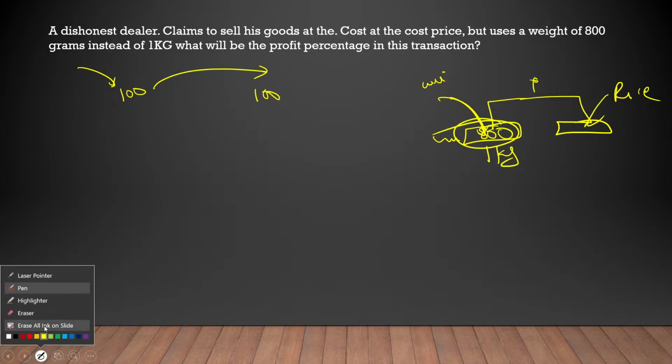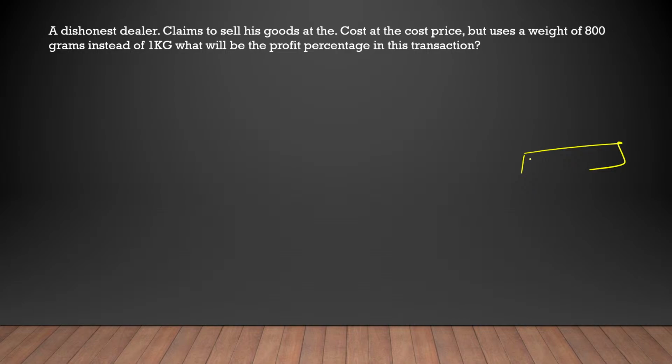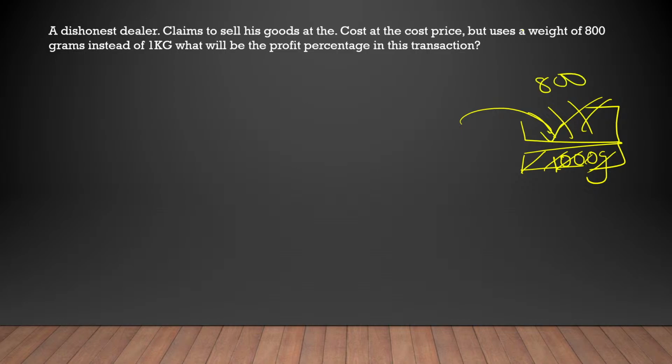If you are unable to understand, just take the modern one. Let us take, this is the weighing machine. Here you are inserting the items. Even though the scale is showing 1000 grams, the actual weight inside is going to be only 800 grams. That's the meaning of using 800 grams instead of 1 kg. So, he is saying that he is giving 1 kg, but he is actually giving only 800 grams. Because of the 200 grams, how much percentage profit is he going to get? That's what we need to find out here.